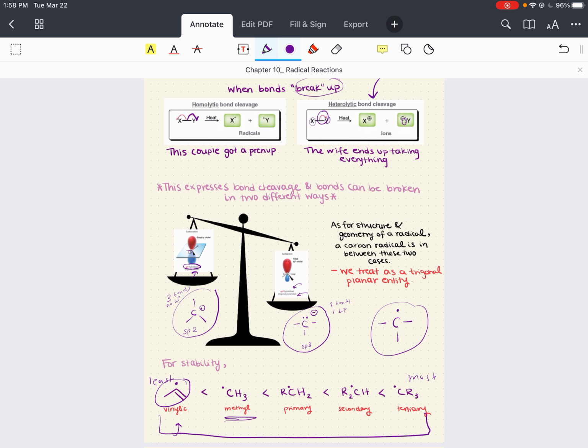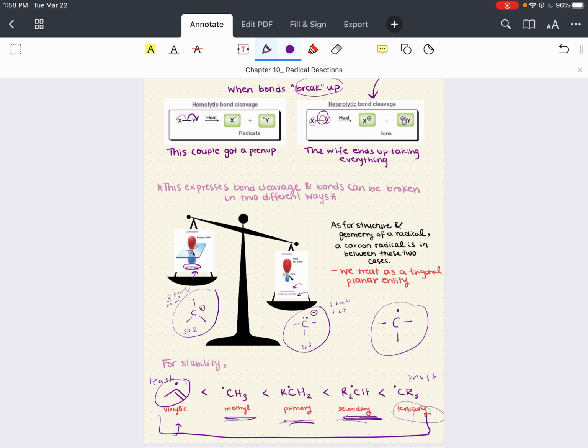Next up is a methyl, all right, then a primary carbon entity, secondary, and then tertiary, where tertiary is the most stable. Now, the reason for this order of carbon radical stability is based on hyperconjugation.